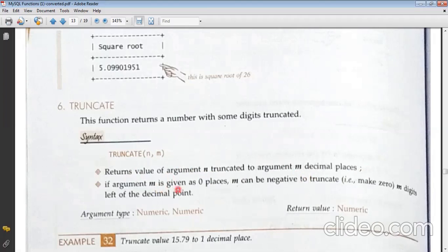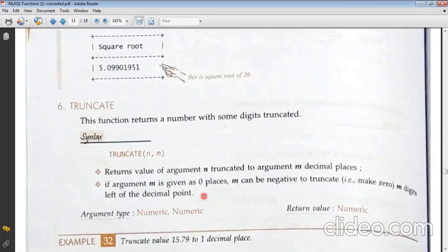If argument m is given as 0 places, m can also be negative to truncate, that is, make 0 the m digits left of the decimal point. Now they are saying that if you set m to 0, then all the numbers after the decimal point will be completely removed. Only the main numbers will be there, which are before the decimal point.